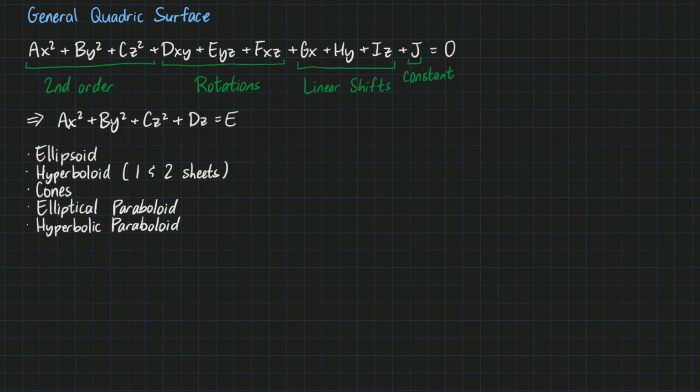So to start learning quadric surfaces, we're going to simplify this equation, and we're just going to worry about ax squared plus by squared plus cz squared plus dz equals e. Some examples of quadric surfaces are ellipsoids, hyperboloids, cones, elliptical paraboloids, and hyperbolic paraboloids. And as you may have noticed, they somehow have similar names as the conic sections learned earlier.